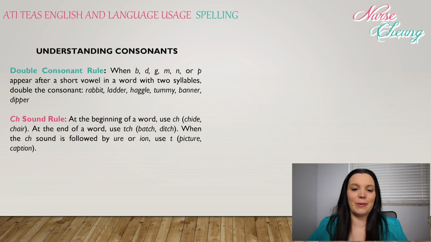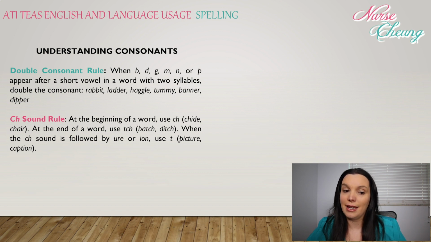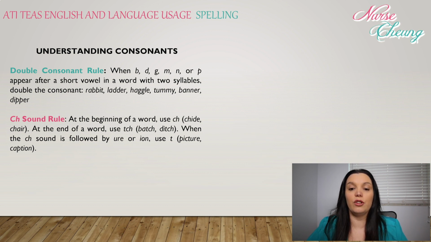The double consonant rule. When B, D, G, M, N, or P appear after a short vowel in a word with two syllables, double the consonant: rabbit, ladder, haggle, tummy, banner, or dipper. CH sound rule. At the beginning of the word, use CH: chide, chair. At the end of the word, use TCH: batch, ditch. When the CH sound is followed by URE or ION, use T: picture, caption.